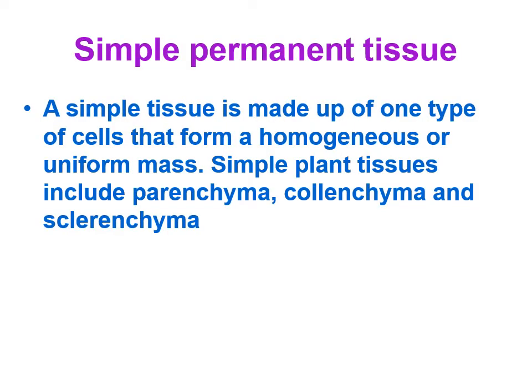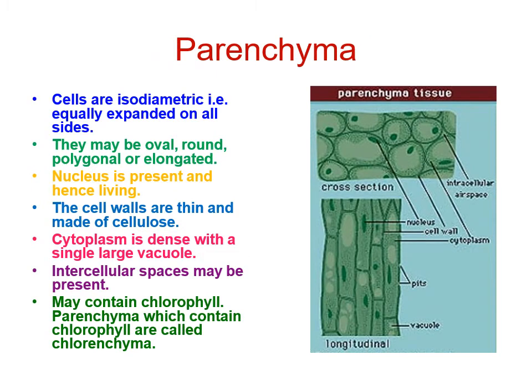Simple permanent tissue is made up of one type of cells that form a homogeneous or uniform mass. Simple plant tissues include parenchyma, collenchyma, and sclerenchyma. So this is the parenchyma. The parenchyma cells are isodiametric, which means that they are equally expanded on all sides. They have different shapes. They may be oval, round, polygonal, or elongated. Nucleus is present, and hence we call them living cells.